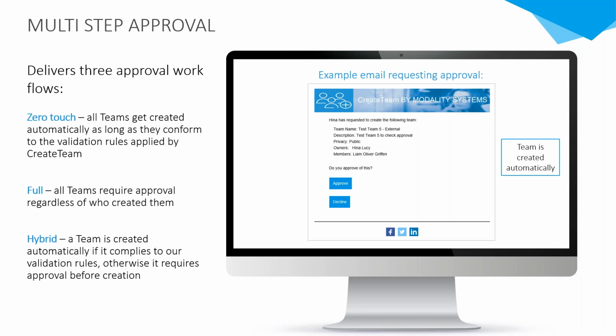that will then get an email like this with 2 embedded URLs in it. And then it will give the details of the team. So Tom wants to create this team. These are the details. Do you approve? And then the approver can either click approve or decline based on whether it should be created. Once they do that, that will then trigger the graph work to go and create the team for the user.